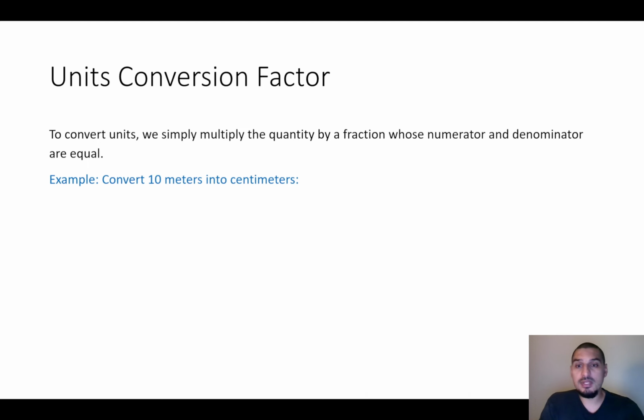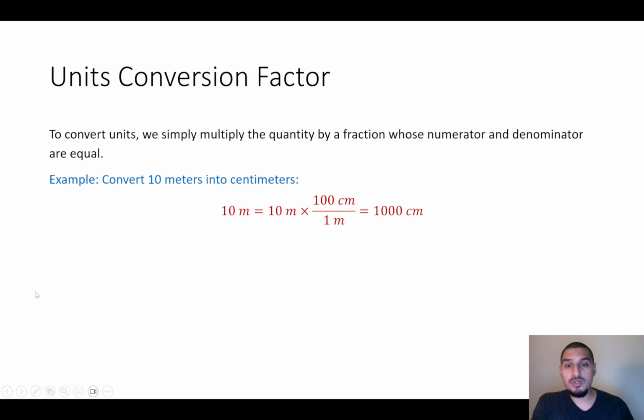So for example, let's convert 10 meters to centimeters. I'm going to start with simple examples here, and then it's going to get more and more complicated as we go forward. So if I want to convert 10 meters into centimeters, we will say that 10 meters equals 10 meters multiplied by 100 centimeters over 1 meter. So here you see that 1 meter equals 100 centimeters. This is the conversion factor that we have.